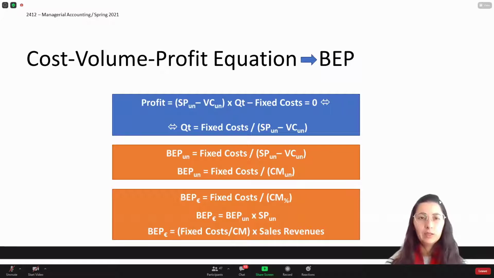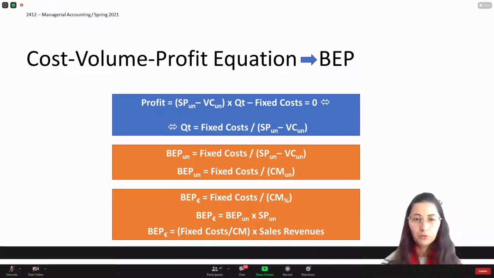These formulas are important, so just make sure that you remember them. To calculate the break-even point in units, it's equal to the fixed costs divided by the contribution margin per unit. Make sure that you take note of the formulas. And when we want to calculate the break-even point in euros, in monetary value, it is equal to the fixed costs divided by the contribution margin ratio. Or, if we know the break-even point in units, we just multiply the break-even point in units times the selling price per unit.